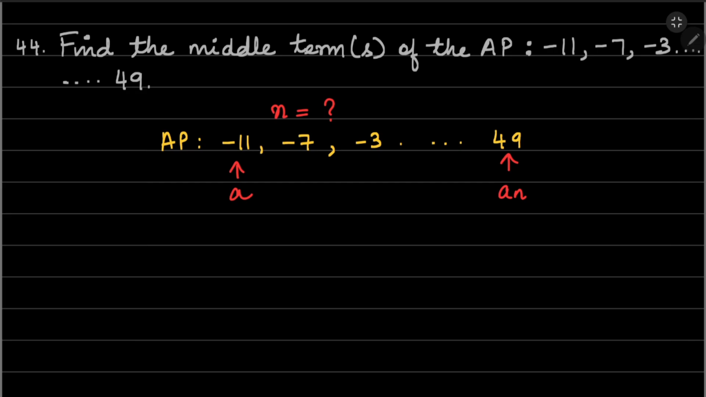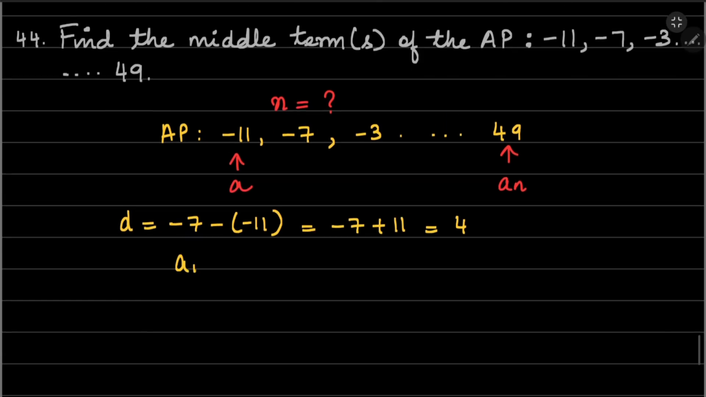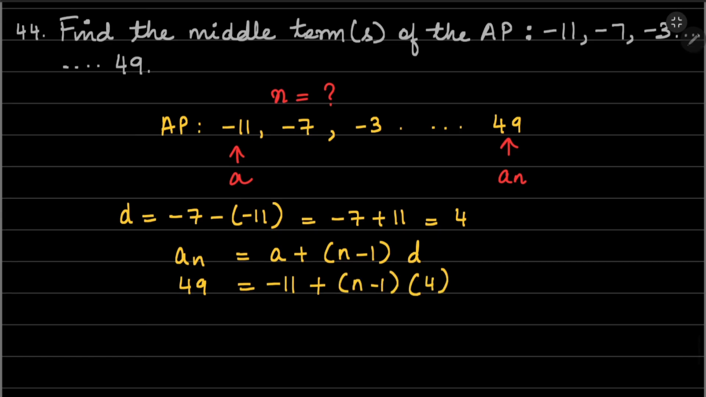Let's calculate our d. So what is your common difference d? -7 minus of -11, which is -7 plus 11. That is equal to +4. Right? So what is the an formula? an equal to a plus (n minus 1) into d. Let's calculate n. an is 49, which is equal to a, which is -11, plus (n minus 1) into d, which is 4.